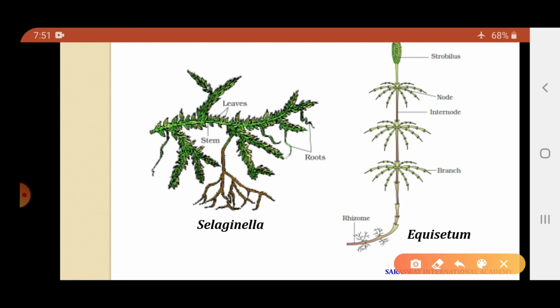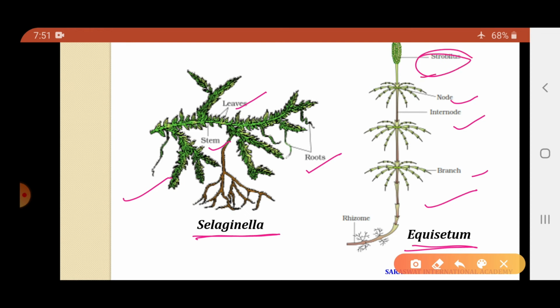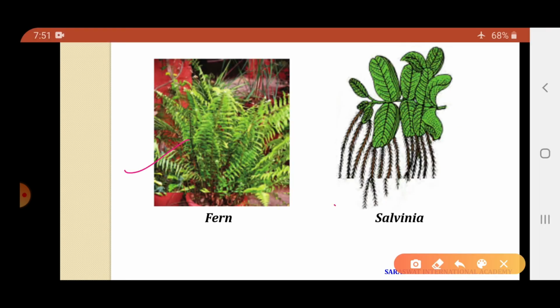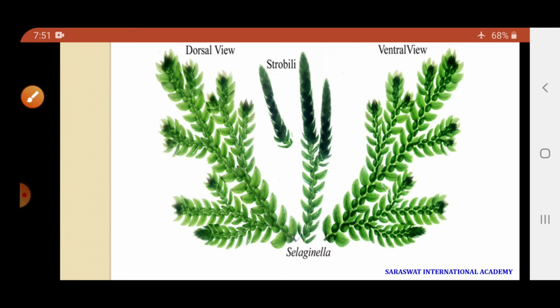Now students, these are the diagrams. See students, this is Selaginella and this is Equisetum. You can see that these are the roots, these are the leaves, the stem. And this is Equisetum, branch hai, internodes hai, nodes hai, strobilus. So this is a strobilus, that is the structure which will bear the sporangia and spores. This is a fern, this is the Salvinia.